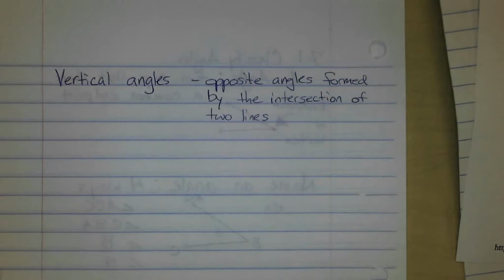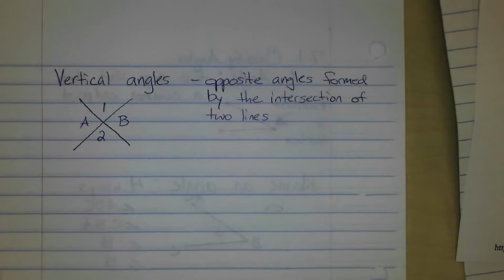Next, let's talk about vertical angles. Vertical angles are opposite angles formed by the intersection of 2 lines. For example, these 2 lines intersecting form angles. Angles 1 and 2 are vertical angles. They're opposite and they're made by 2 intersecting lines.